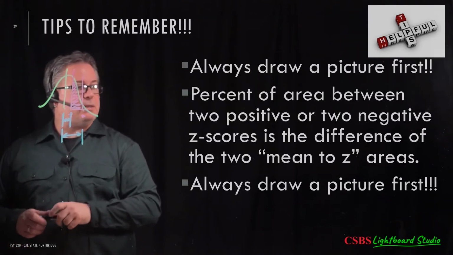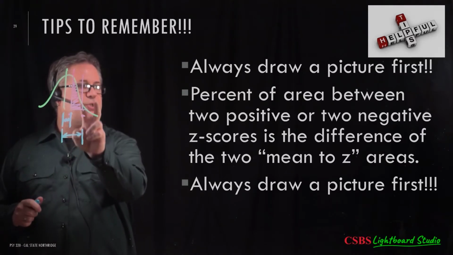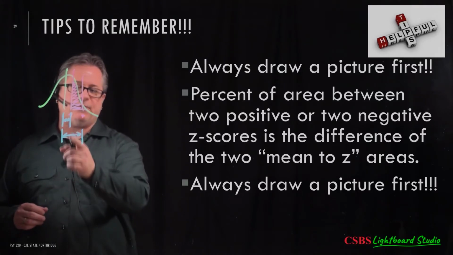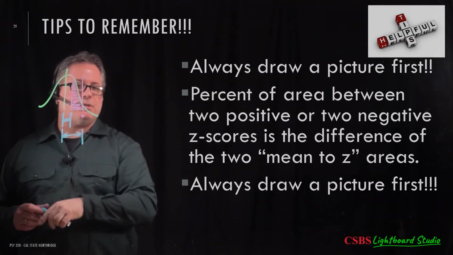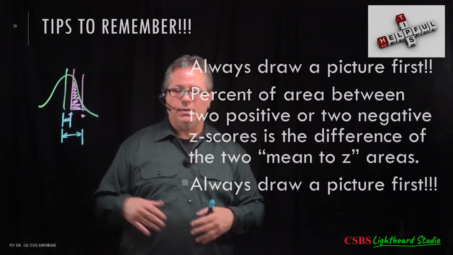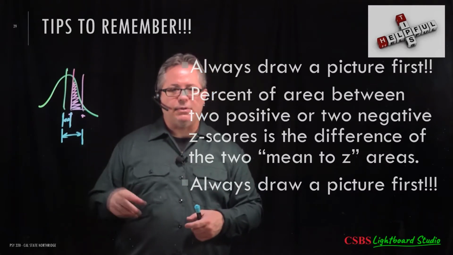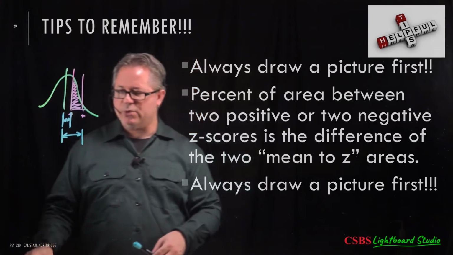All right, so read that again. Percent of area between two positive or two negative z-scores is the difference between the two mean to z areas. Find the mean to z for each value and subtract the two. Make sure you take the larger minus the smaller area so you don't get a negative area. And it'll tell you the proportion or percentage underneath the curve between the two of them.